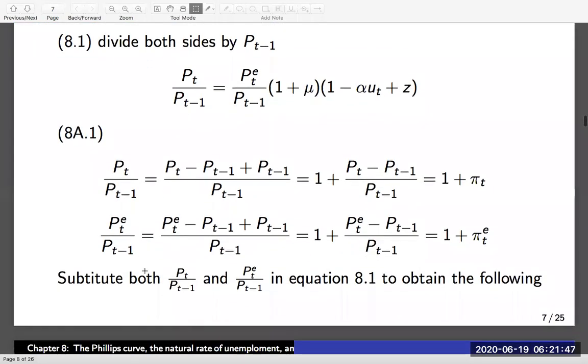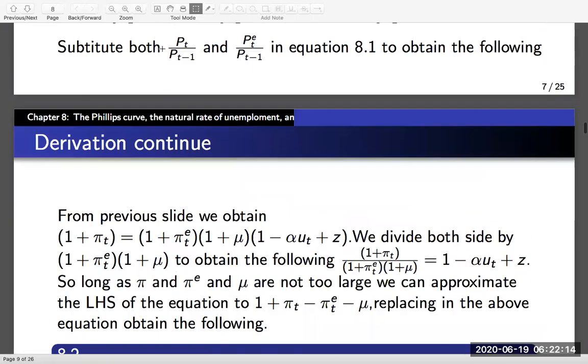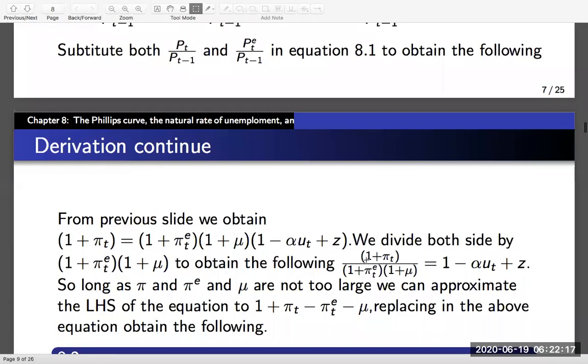Similarly, that same concept can be applied to get expected inflation. Now that I have this relation, I know what this stands for, and I know what that stands for. So I plug them back into equation 8.1. From the previous slide, you plug them back and get 1 plus this divided by that is equal to that. By plugging them back and dividing through, you get that 1 plus inflation over 1 plus expected inflation over 1 plus a markup is given by this.